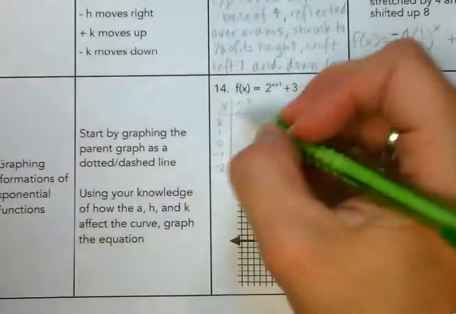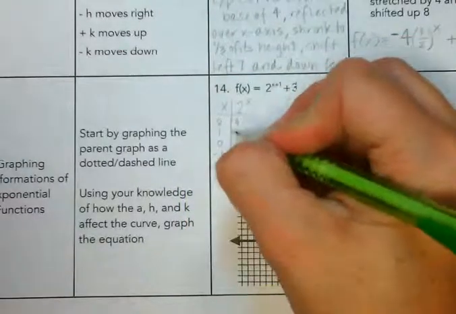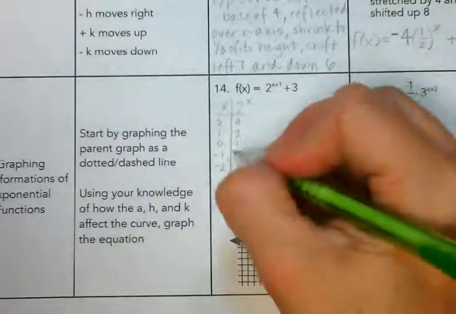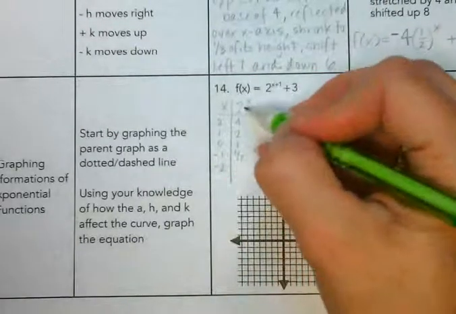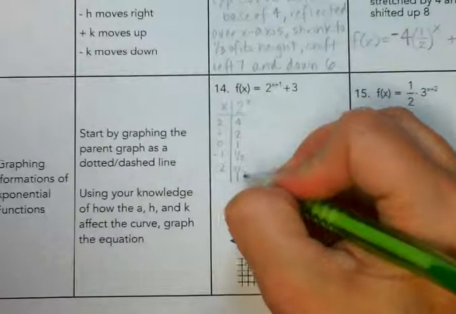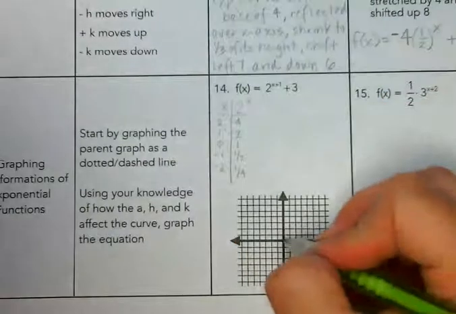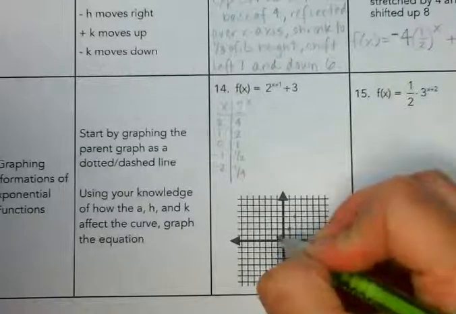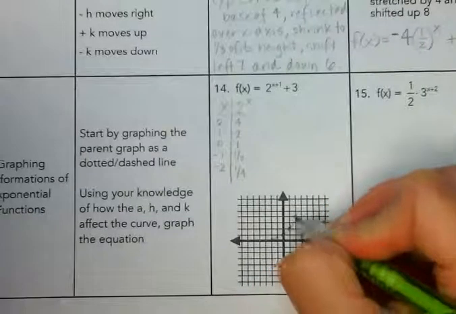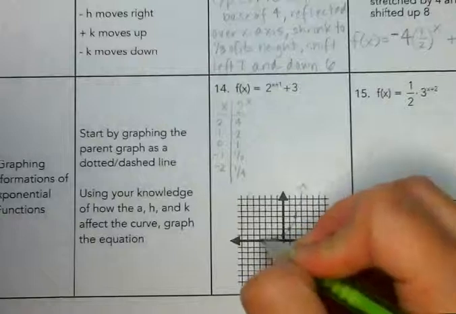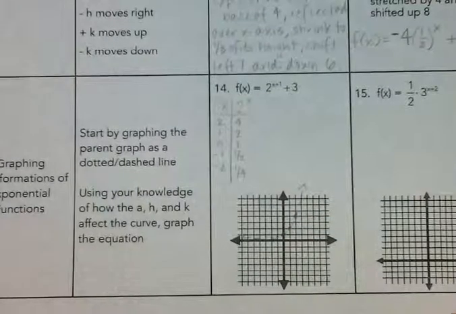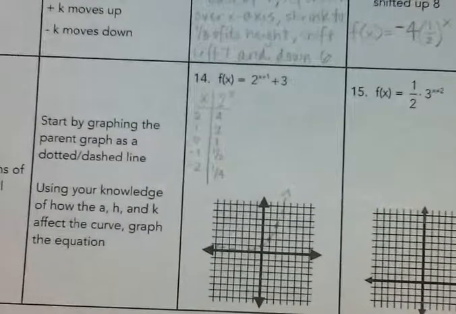So 2 squared would be 4, 2 to the first would be 2, 2 to the 0 is 1, 2 to the negative first is 1/2, and 2 to the negative second is 1/4. So the graph of 2 to the x: 0, 1, 1, 2, 2, 4, and then these are getting closer. So this is the graph of 2 to the x, right there. I'm just going to do that pretty lightly in pencil. Here, let's zoom in a little bit more for you so you can see it.